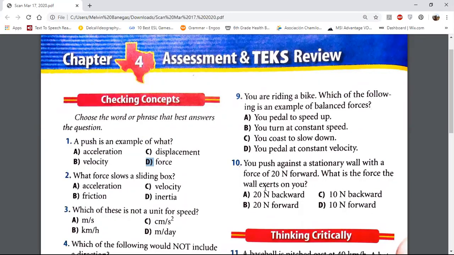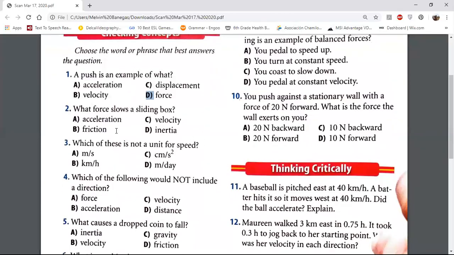Remember, acceleration is a change in velocity or in direction as well. So in this case, if a box is sliding, it's changing the velocity. So that's why it's acceleration. Okay, number 3. So it's gonna be letter A, right?